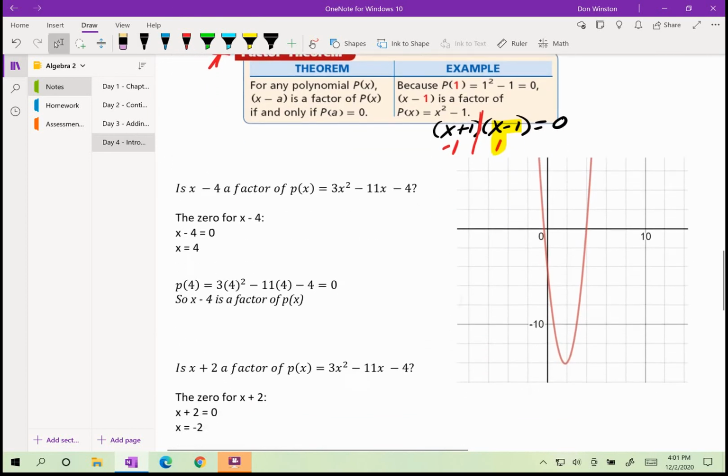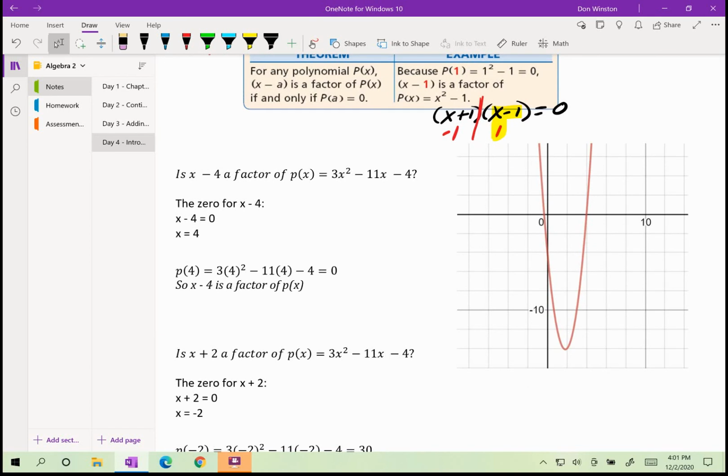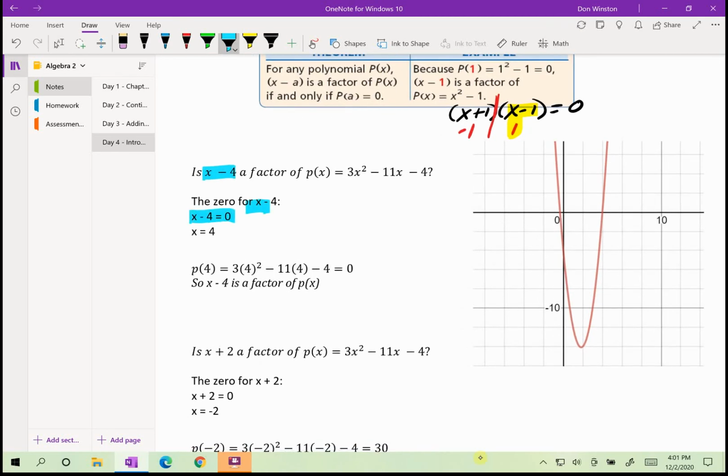So let's just take a look at some examples here. Is x minus 4 a factor of p of x equals 3x squared minus 11x minus 4? Well, let's see. We have to check. The 0 for x minus 4 would be this: x minus 4 is equal to 0, x is equal to 4. So now let's take that 4 and plug it into that polynomial and see if we get 0. If we get 0, then that means that x minus 4 is a factor of 3x squared minus 11x minus 4. When I substitute in 4 into that polynomial, I get 0.